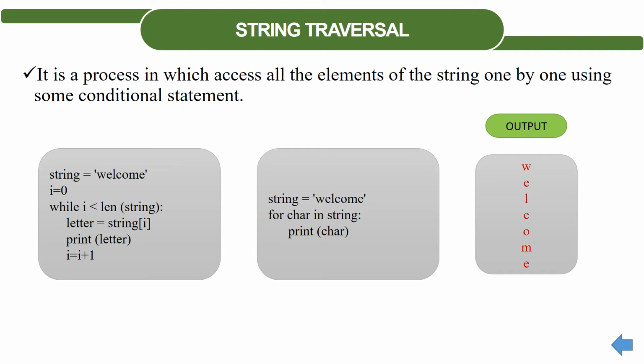So for every string, every character will get printed. This is another way that we can go for a for loop. This was a while loop example, and the same thing we are going to do with the for loop. In this for loop, I have specified each character in the particular string, and every character is going to be printed. We can use either the for loop or the while loop for string traversal.